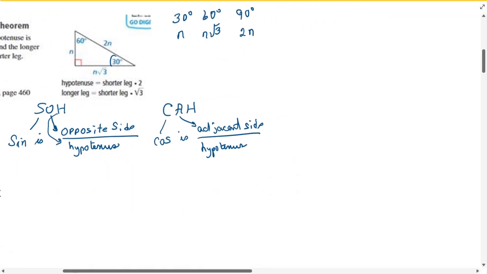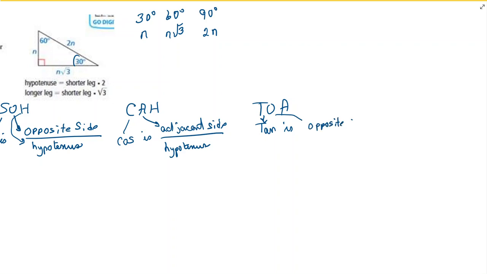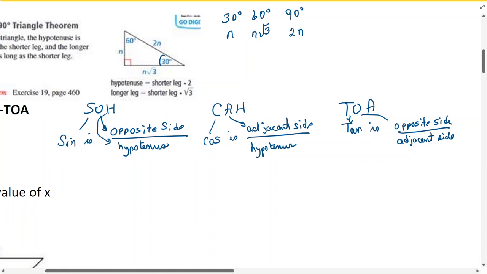And TOA is tangent. Those are the three basic functions of trig. And tangent is opposite side over adjacent side. So SOHCAHTOA is a mnemonic for the structure of trig functions.